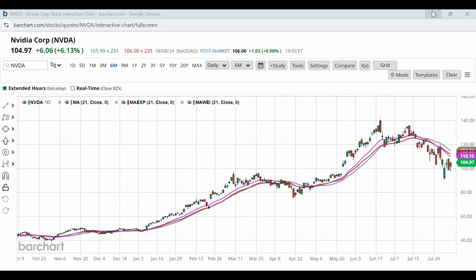So that's the reason. Even though you apply the same 21-day moving averages, you are still seeing three different lines here.